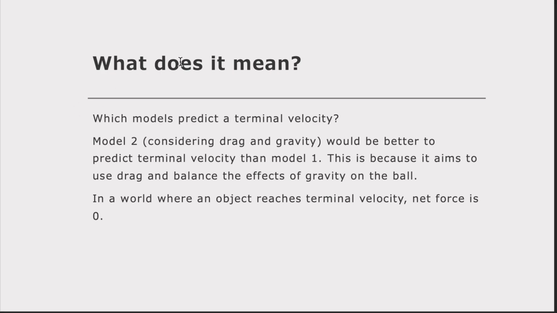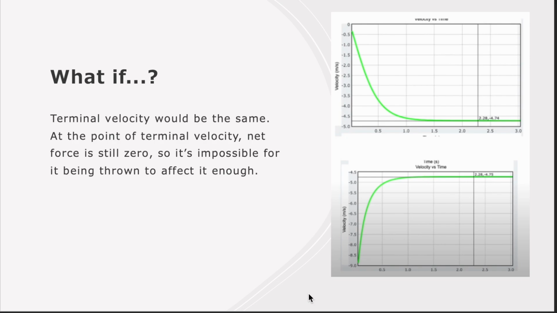What does it mean? Which model predicts a terminal velocity? If any, Model 2 is closer to predicting a terminal velocity as it aims to use drag and balance the effects of gravity on the ball with drag. This could create a net force of 0, as drag is producing an upward force and gravity is producing a downward force. At terminal velocity, this cancels out to create a net force of 0. The terminal velocity would be the same.